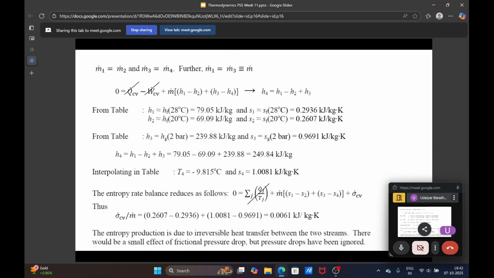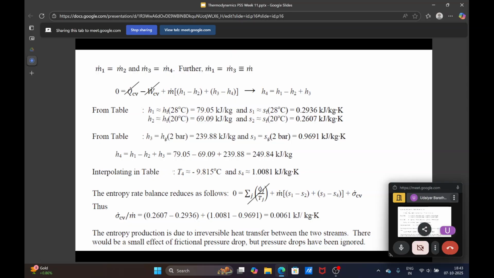We get the entropy differences of stream 1 and stream 2. So s2 minus s1, so we get 0.2607 minus 0.2936. There is a reduction in entropy because one is getting cooled and the other is getting heated. So here entropy is 1.0081 minus 0.9691. So that gives you entropy generation of 0.0061 kilojoule per kg Kelvin. This entropy is generated because the heat transfer is happening between two different temperature levels, and that is what is causing this entropy generation.